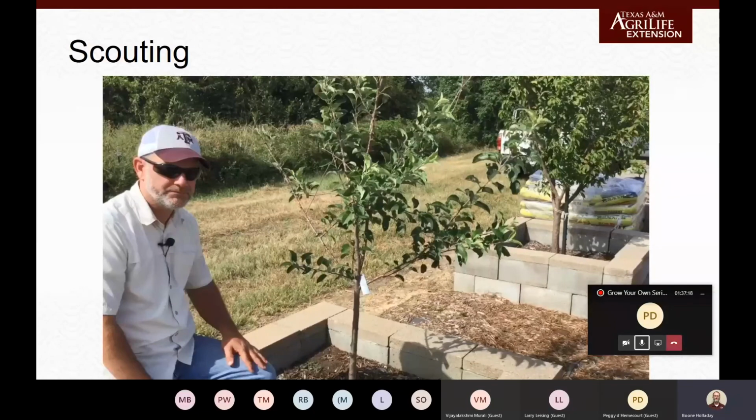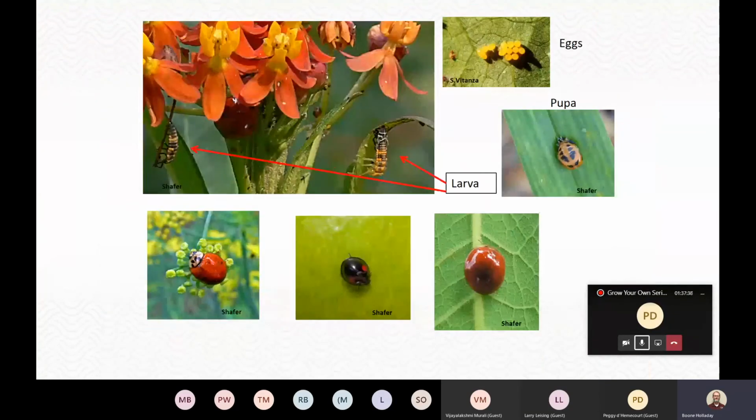Okay, so just a real good example there. After we've scouted and we've studied the threshold, we've noted that there are some beneficials working on those pests, and so we can make a good decision just to leave that one alone. Pretty cool.